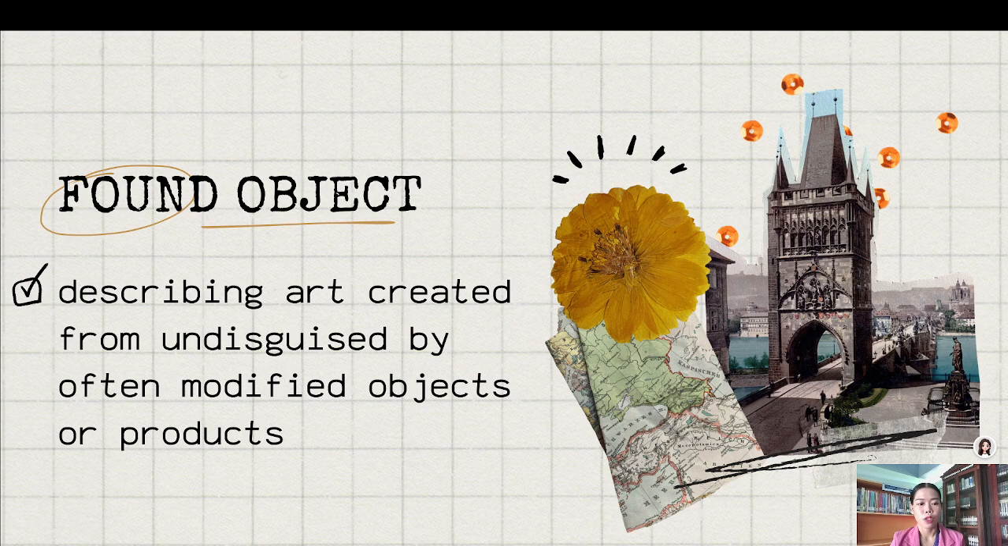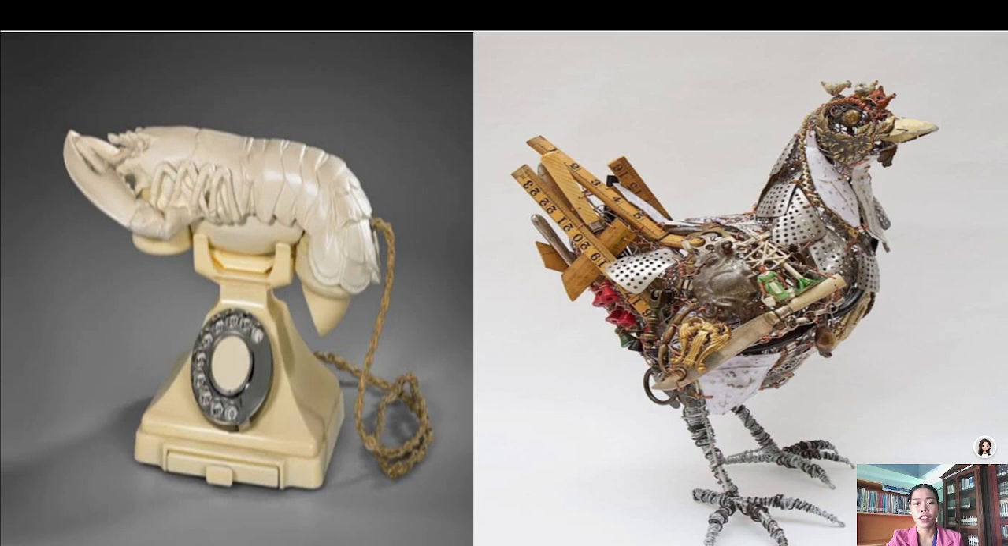Next is found object. Found object describes art created from undisguised but often modified objects or products. This is an example of found object art. Found objects in contemporary art are objects that artists use to create art even though they weren't originally intended as art materials. As you can see, this is a lobster, right? They modified it to become a telephone. This is an example of found object.